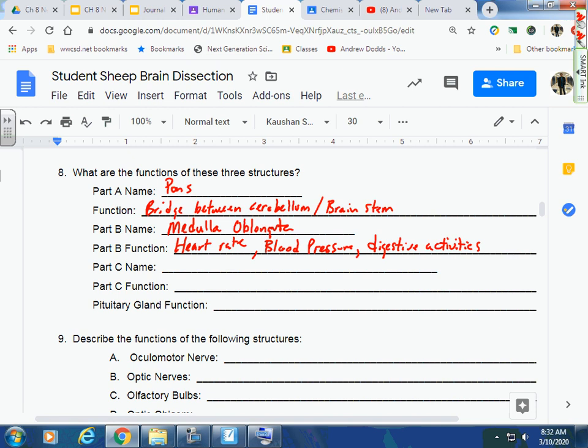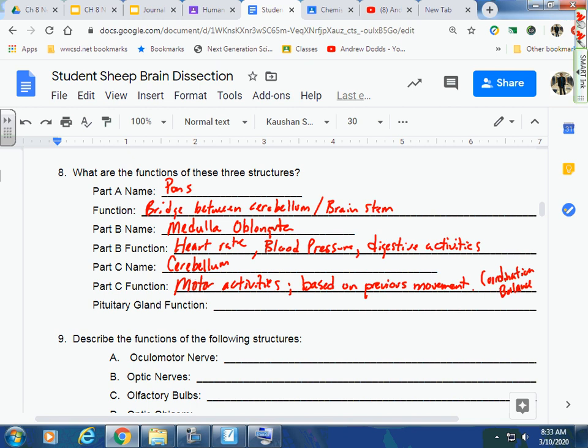And part C would be the cerebellum. So this is involved with motor activities, using stored information, so based on previous movements. So kind of like our coordination, balance. All right.